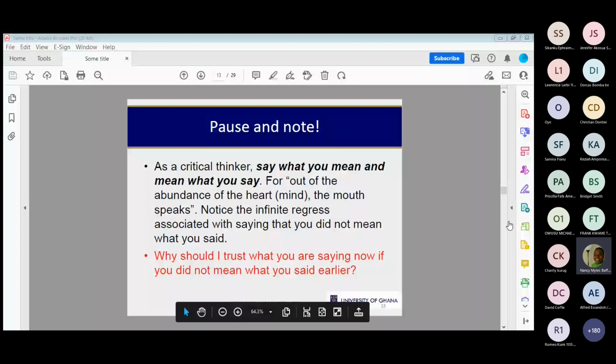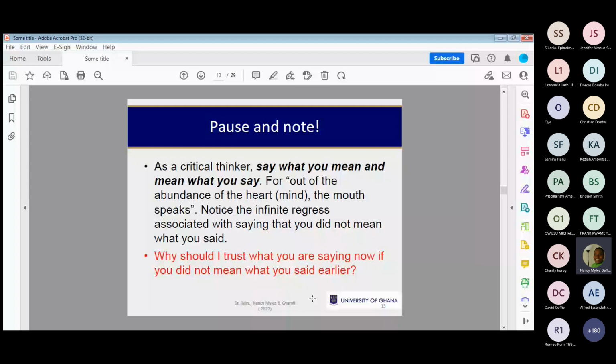If you tell me, oh, I didn't mean it, and we let you go, you could just step out of the room and tell the people outside that I told them I didn't mean it. That one, I didn't mean that I didn't mean it. And that could go on ad infinitum. So say what you mean and mean what you say. That's what you see on your screen now. For out of the abundance of the heart, this is scripture I'm quoting, the mouth will speak.